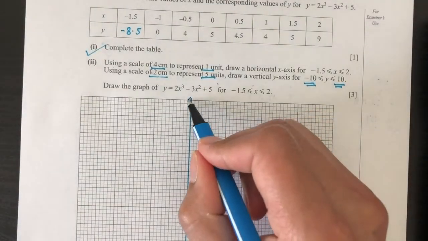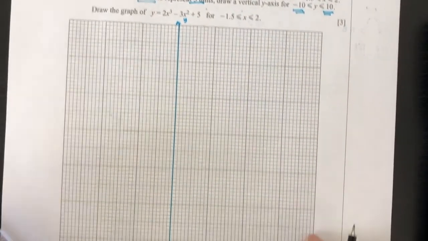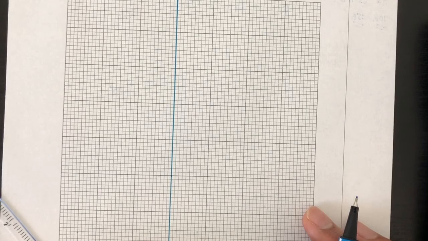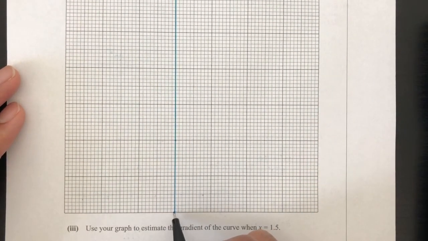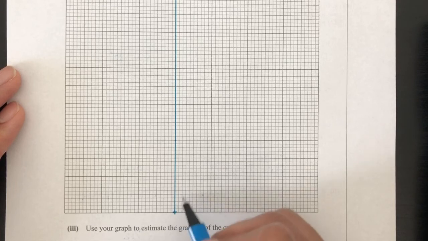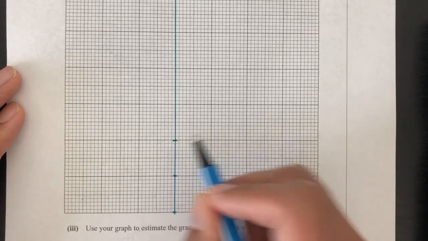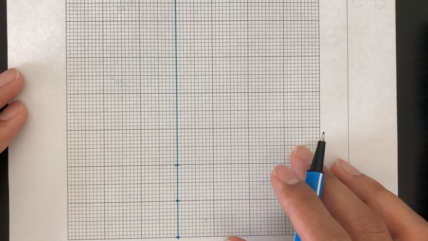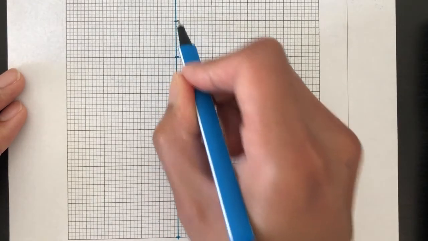This will be the value for y. And we have to draw from minus 10 to 10. So let's start here. This is minus 10. We have to use 2 centimeters for 5 units, so minus 10, that will be minus 5 and 0. So same thing, 2 centimeters for 5 units.